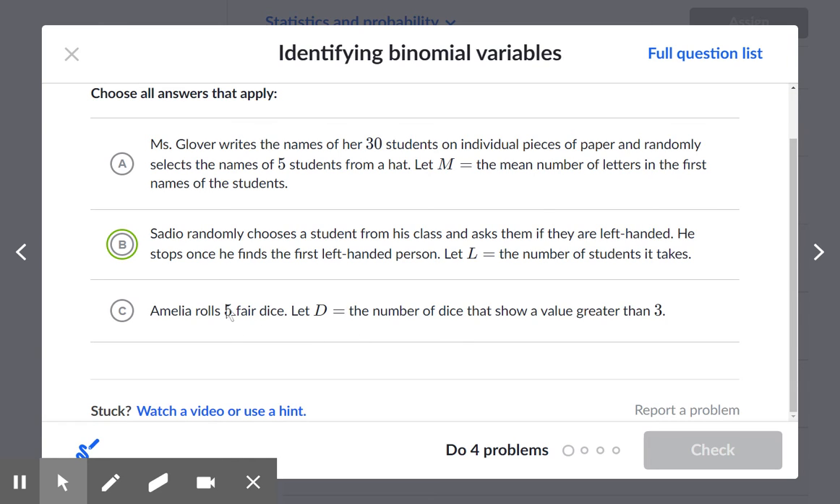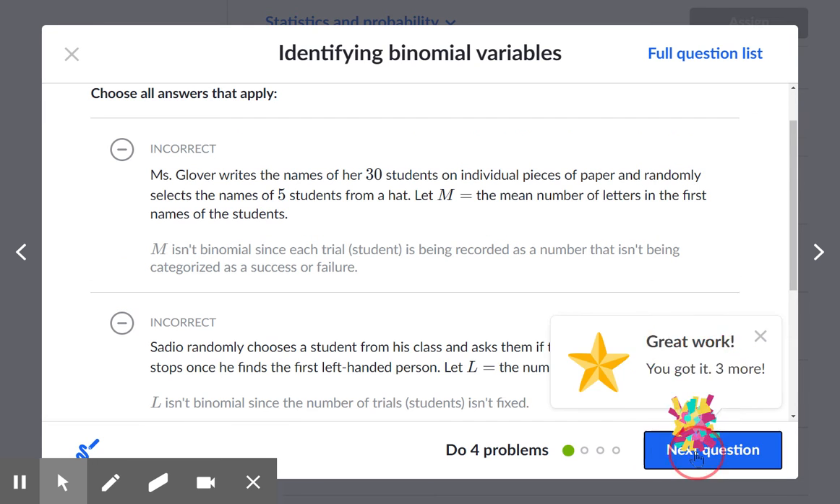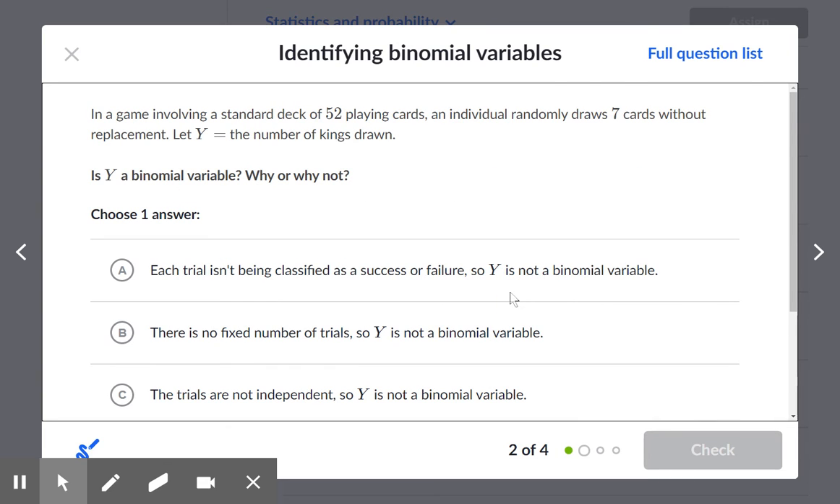N, fixed number of trials, because there are only 5. And the probability of greater than 3: a fair die has 6 sides, so greater than 3 could be 4, 5, or 6, so it's 0.5. So it's fixed. The probability of success is 0.5 in this case. All right, good. We chose the right one.